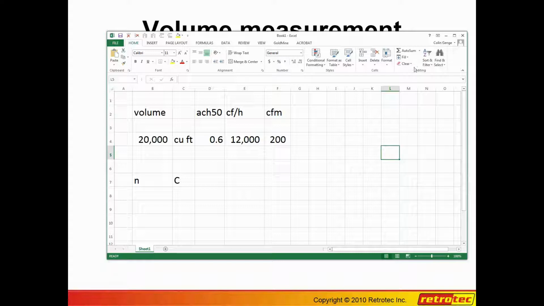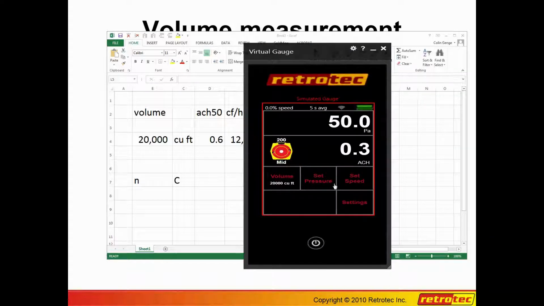Now it looks like you can see that. So you'll notice here that we've got a volume, and air changes at 50 pascals of 0.6. I've converted that into CFM and so on. So clearly, when we change this volume here, the air change rate will move in direct proportion to it. So let me see if I can demonstrate that on my virtual gauge over here.